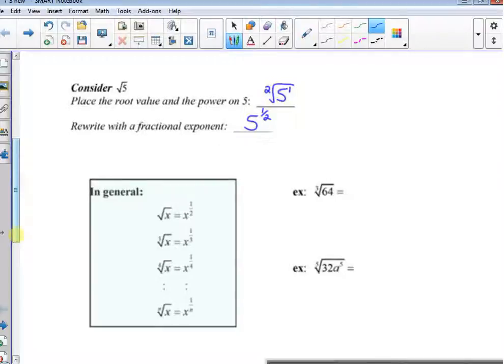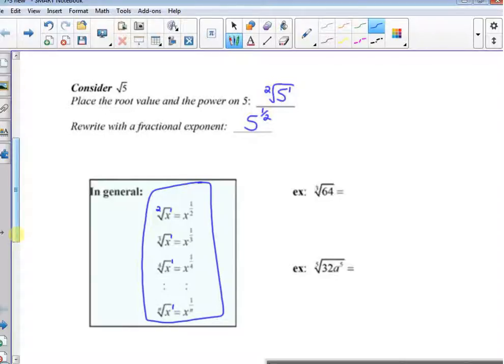So then that brings us to our rules here. In general, we can say that square root of x to the first is equal to x to the 1 over 2. The cubed root of x to the first is equal to x to the 1 over 3. The fourth root of x to the first is equal to x to the 1/4. So the nth root of x to the first is equal to x to the 1 over n.